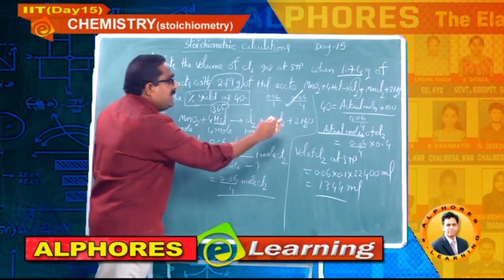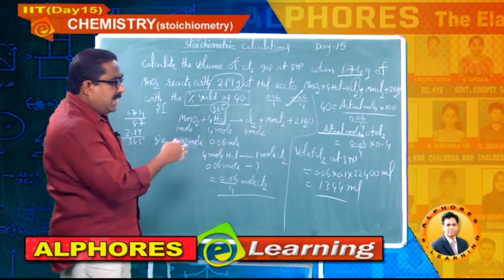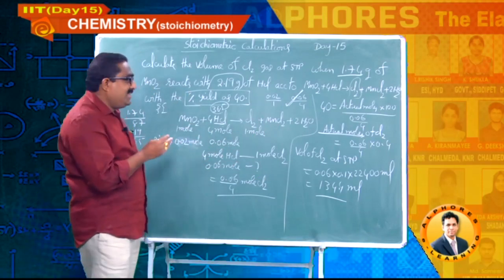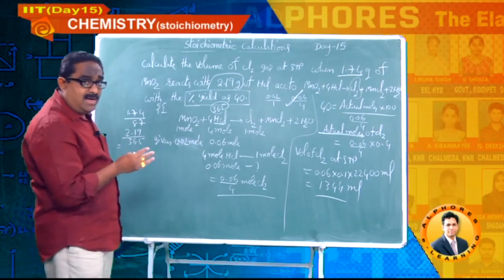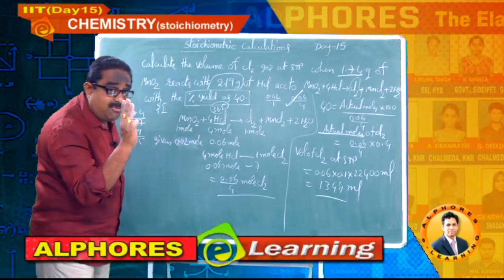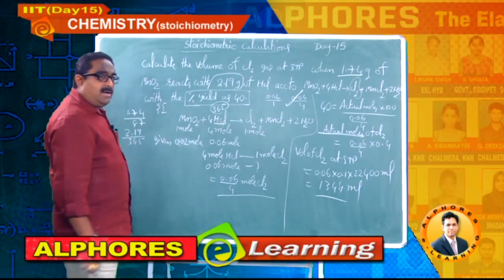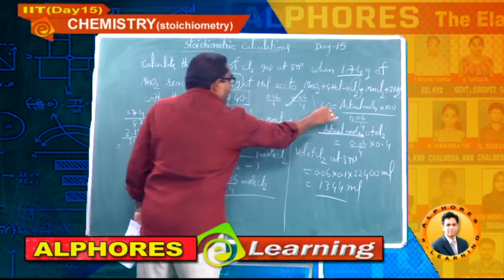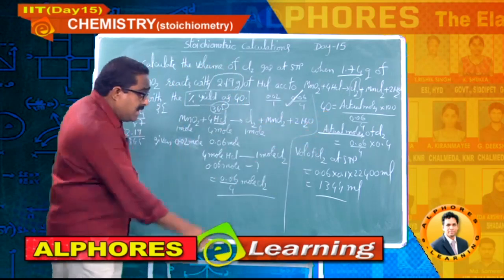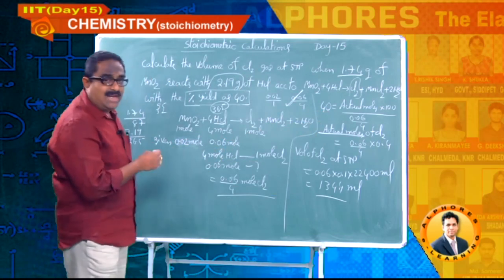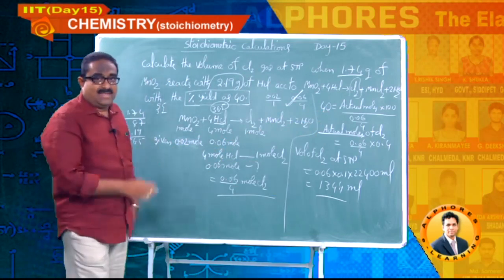So just multiply that with number of moles and I got the volume as 134.4 ml. See the question, students, very good question. Three concepts have been involved here. One is the limiting reagent concept, another is the percentage yield concept, and the other is the gram molar volume concept. It's a very good question. You please note it down and let us go for the next question.